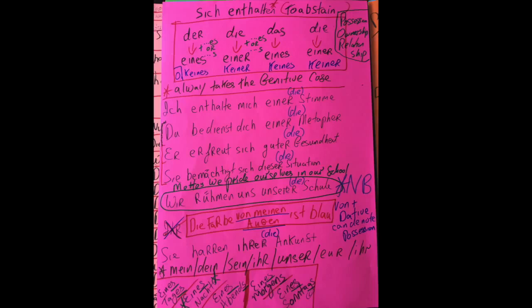The next one, I quite like it. Wir rühmen uns unserer Schule. So that could be a motto of a school or for any situation. So we pride ourselves in our school. Wir rühmen uns unserer Schule.